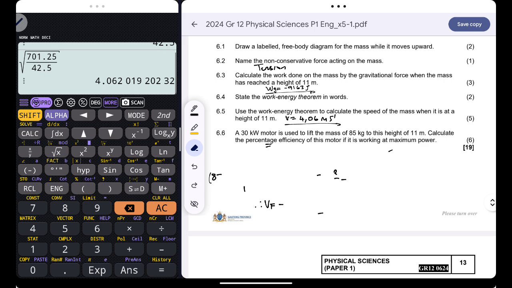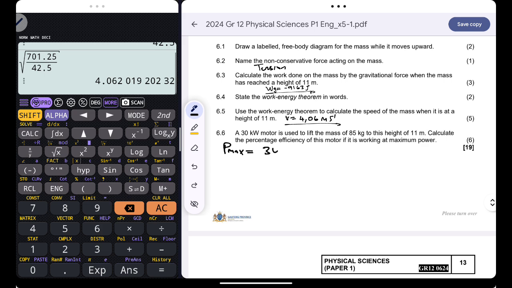Okay, and then now we are told that a 30 kilowatt motor is used to lift the mass of 85 kilograms to this height of 11 meters. Calculate the percentage efficiency of this motor if it is working at maximum power. They want us to find the percentage efficiency. The maximum power of the motor is just 30 kilowatts, the same as P max.